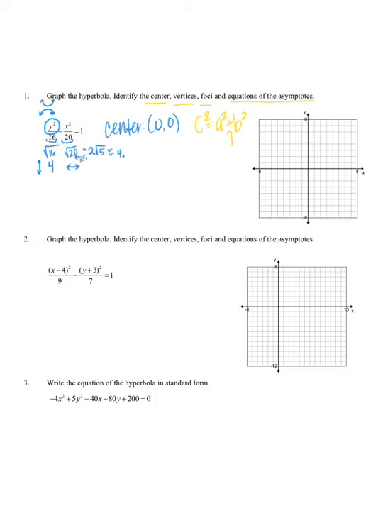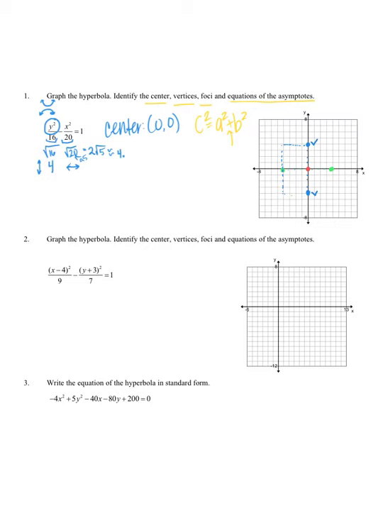So let's see what that looks like so far. If I sketch the center at 0, 0, my left and right movement was a little more than 4. 1, 2, 3, 4. And my vertices, my up and down movement was regular 4. Now these are going to be my vertices because I said I open up and down. And they're going to form my rectangle.